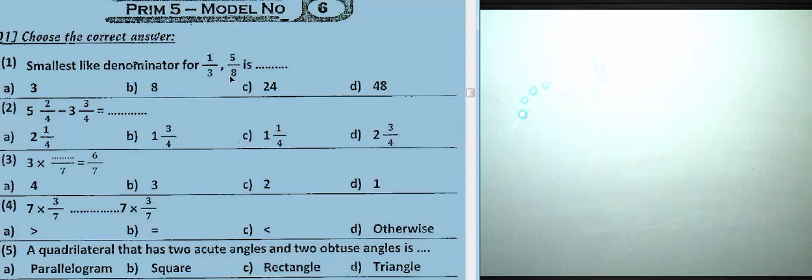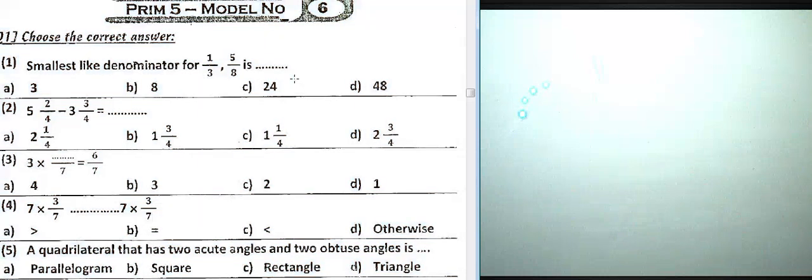We know 8 can't be divided by 3. Then the least common multiple between 8 and 3 equals 24. Why? Because 3 is a prime number. Then 3 times 8 equals 24.